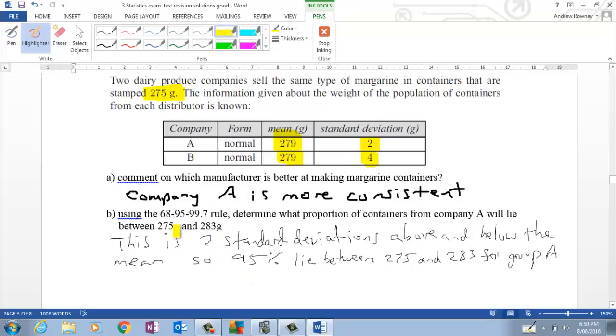Now this is two standard deviations. 279 is 4 away from 275. Now 4 is 2 lots of the standard deviation of 2. So 2 standard deviations you must have 95%. So you don't have to use your normal CDF, you can just use that using the 68, 90, 95, 99 rule.